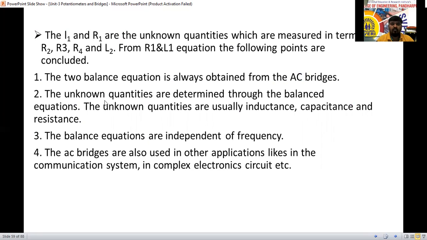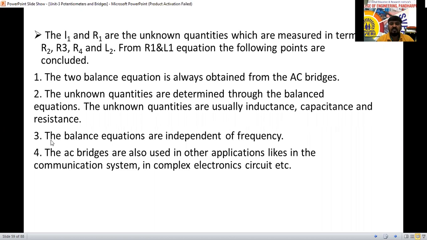Next, the unknown quantities are determined through the balance equation. The unknown quantities may be inductance, capacitance, and resistance. Whatever the unknown quantities we are going to measure, it may be inductance, capacitance, and resistance here. This is common overall for AC bridges, I am telling that.